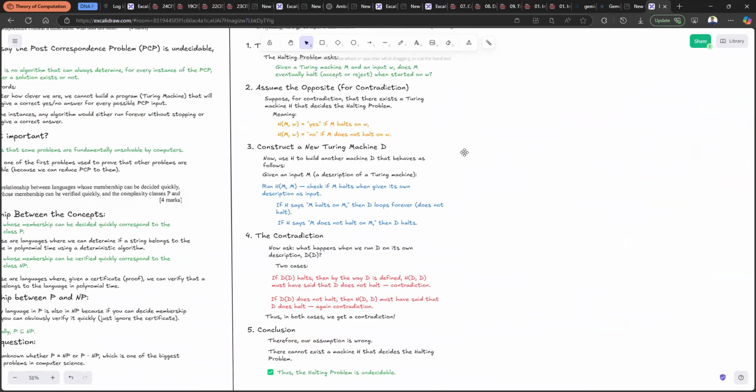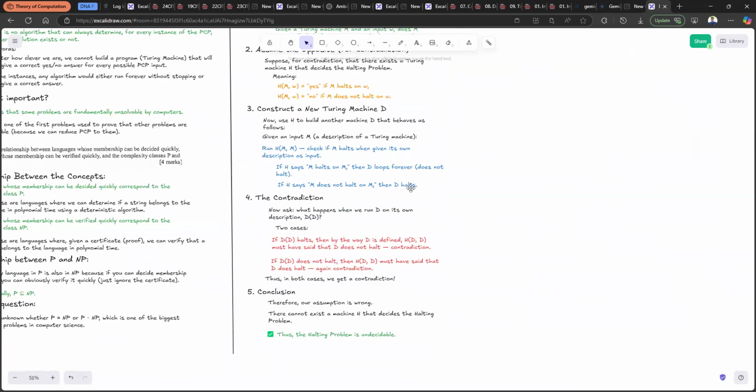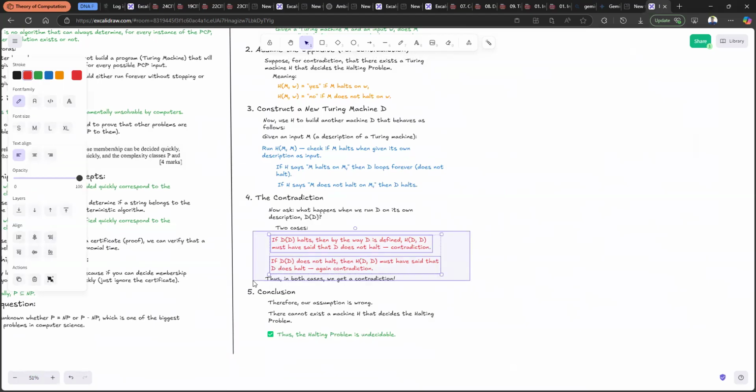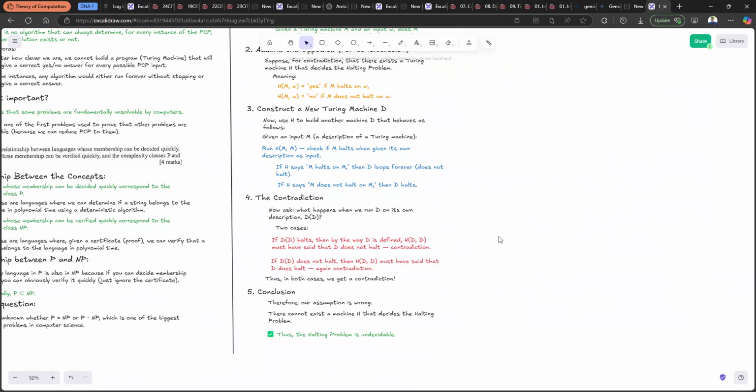We then construct a new Turing machine H that checks if M would halt, right? And this one would now do the opposite. Then we feed it its own input, and based upon that we end up with a contradiction. Because if the inner one halts, the outer one doesn't halt. If the inner one doesn't halt, the outer one halts. That's how we solve the halting problem.